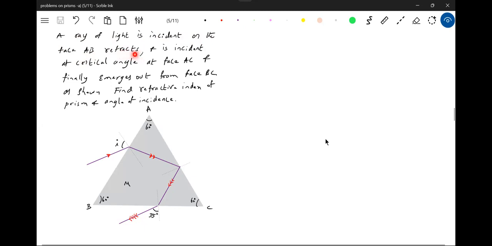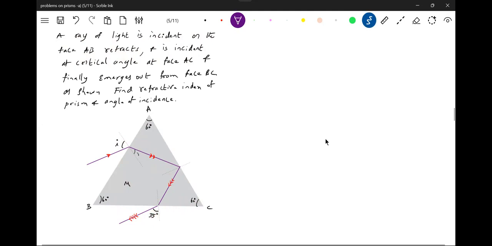AB refracts and is incident at the critical angle at face AC, and finally emerges out from the face BC as shown. Find the refractive index of the prism and the angle of incidence. You have to calculate the mu and this one. This is an equilateral prism. He has given this angle. Now, again, the approach would be the same.